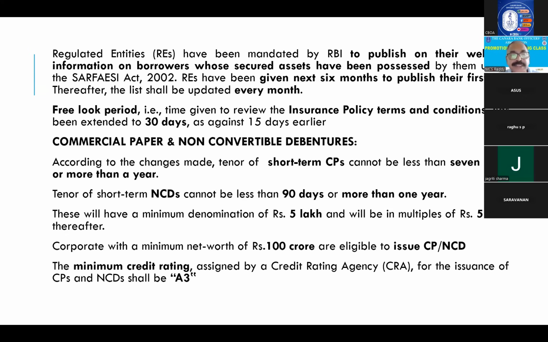Tenor of short-term NCDs and commercial papers. What is this commercial paper? Commercial paper is nothing but good corporates, with A3 rating already there, A3 rated up to A3, A1, A2, A plus, whatever. Good rated corporates, for their short-term loans, that is working capital loans, etc., instead of going to banks and raising funds, they may issue commercial paper. This commercial paper will be subscribed by others. Even banks also can subscribe. This is called commercial paper.